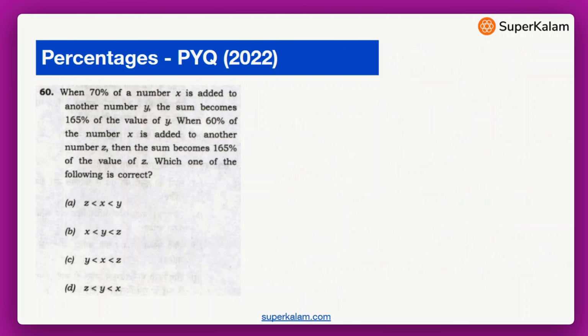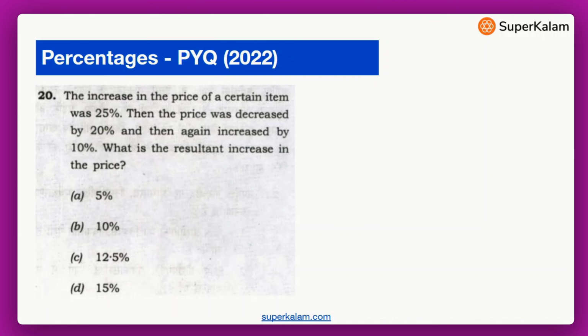Now let's look at the last question of the day, and this is from 2022. It asks that the price of a certain item initially increased by 25%. Then the price decreased by 20%. And then again it increased by 10%. So three things happened. First, the price increased by 25%. Then the price decreased by 20%. And then the third thing happened, that the price increased by 10%. Now we are asked what is the resultant increase in the price.